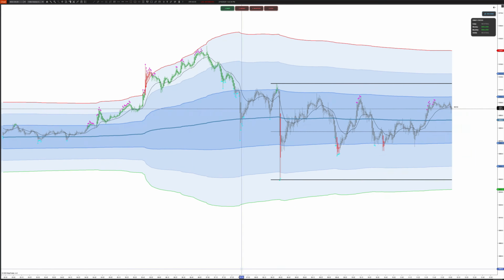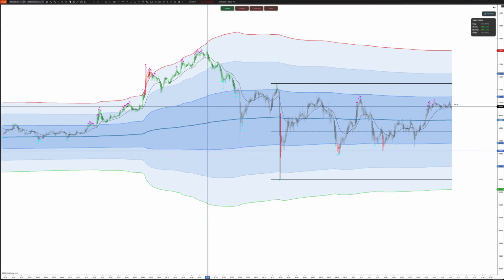In this VWAP, we have the actual volume weighted average price, which is this thicker dark blue line. On each side of that VWAP, we have our standard deviation bands. This is all pretty standard in most VWAPs, but that's not what sets ours apart. So let's start going over some of the functionality that sets ours apart.